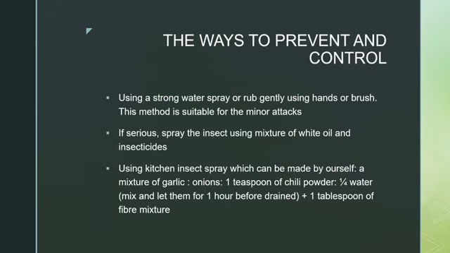Third, using kitchen insect spray which can be made by ourselves. Like a mixture of garlic, onion, and 1 teaspoon of chili powder. Pour over water, mix and let it sit for 1 hour before draining and adding 1 tablespoon of the mixture.